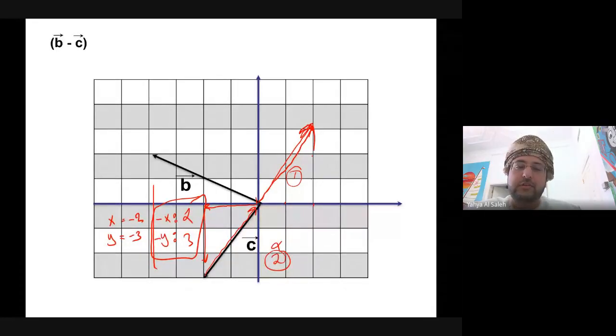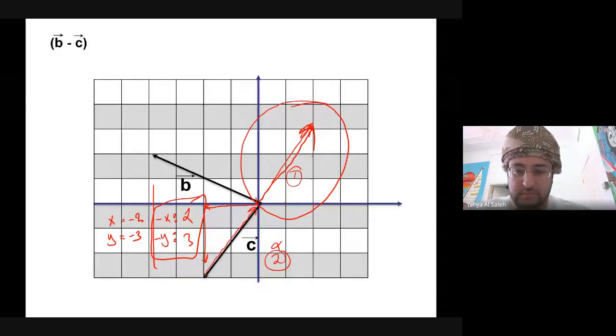So, mathematically speaking, this is the correct one. But we'll come to this back in a bit. So, I define minus C.